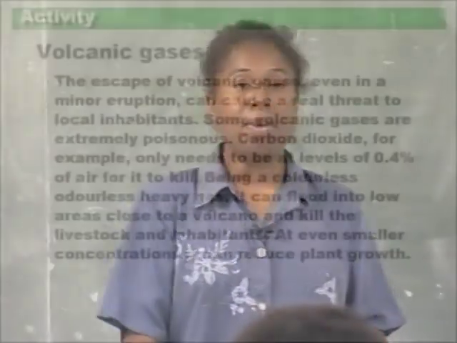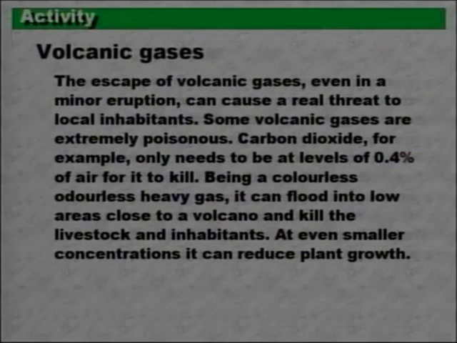We move on. Maybe another area you might want to think about and look at will be volcanic gases. The escape of volcanic gases, even in minor eruption, can cause a real threat to local inhabitants. Some volcanic gases are extremely poisonous. Carbon dioxide, for example, only needs to be at levels of 0.4% of air for it to kill. Being a colorless, odorless, heavy gas, it can flood into low areas close to a volcano and kill the livestock and inhabitants. At even smaller concentrations, it can reduce plant growth also. Maybe something to help you in terms of whether it is an advantage or disadvantage, you can expand on it when you're writing your essay.